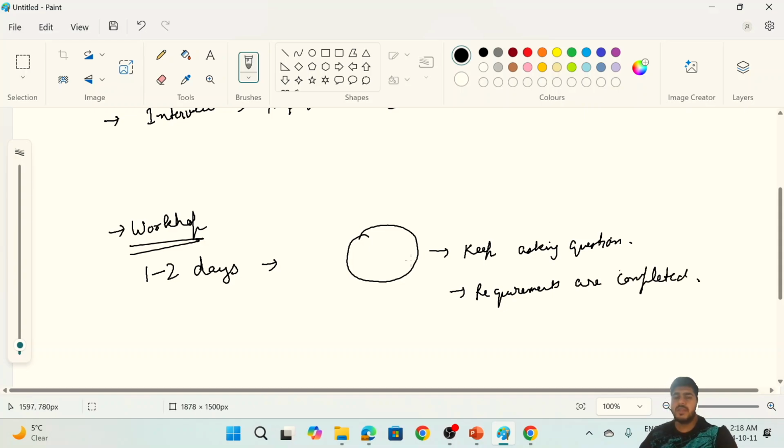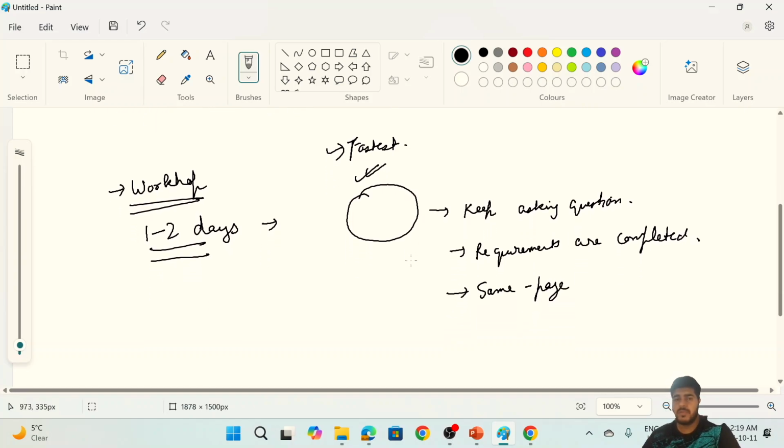Why is this a very important and a very good technique? It's the fastest way to take the requirements, because within 1 to 2 days you have completed your requirement elicitation, whereas other techniques can take various days. And since the entire team is present in the room, everyone is on the same page, and they understand the project.